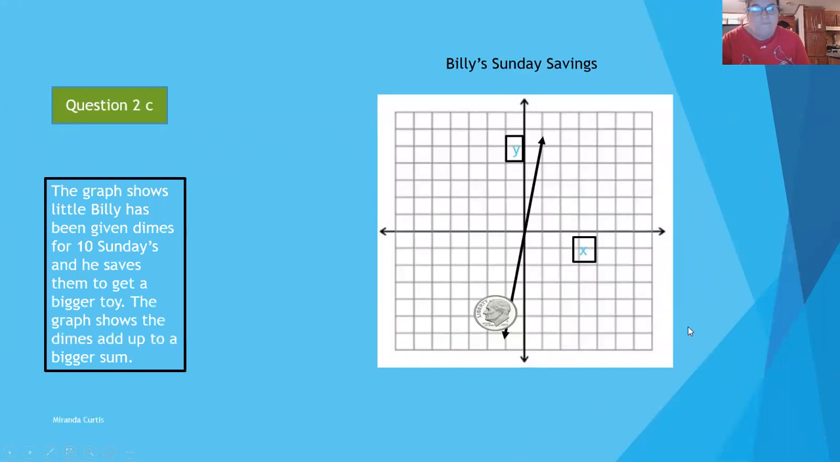Okay, our next equation, right there, y equals 10x. So Billy's Sunday savings. So we have a dime right there, isn't that cool? Because there's a 10 here. The graph shows little Billy has been given dimes for 10 Sundays, and he saves them to get a bigger toy. The graph shows the dimes add up to a bigger sum. And our dime is going up because he's saving them.